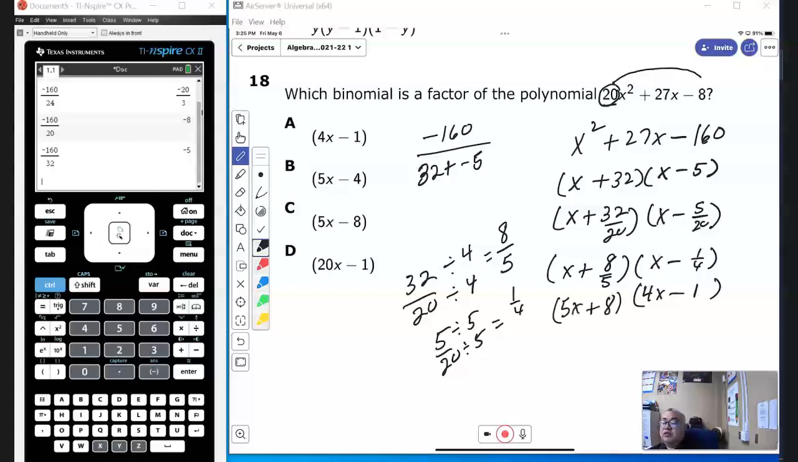So now the question is, which one is the binomial factor for this polynomial? It's going to be 4x minus 1. This was called the glide and slide method. This is what I showed you right now.